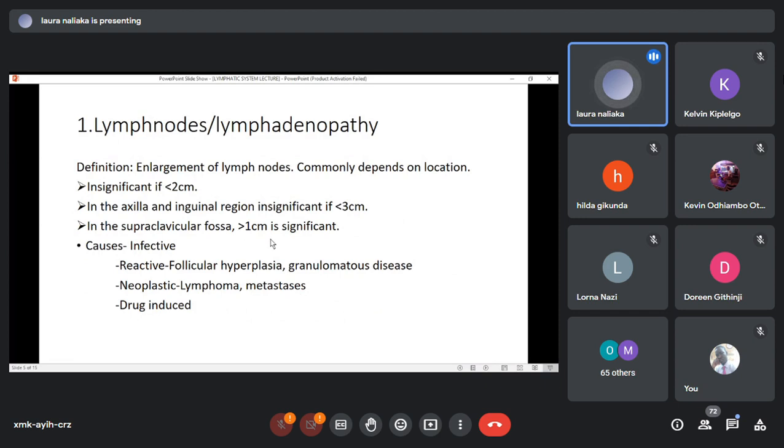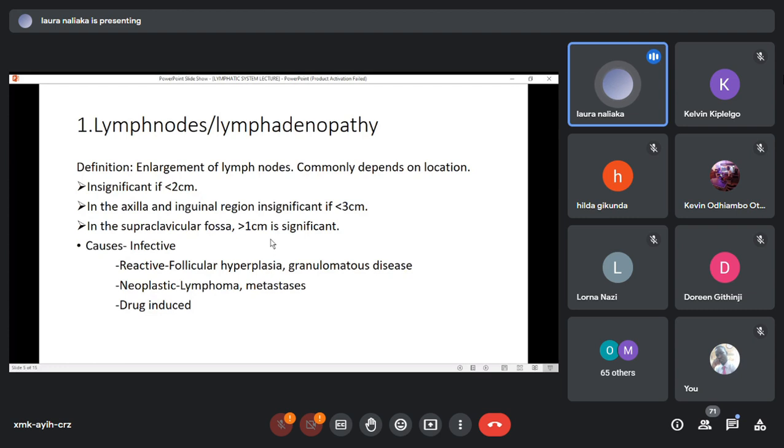So we'll start with lymphadenopathy, the first pathology. Lymphadenopathy is enlargement of lymph nodes, and it commonly depends on the location for you to be able to say that it's pathological enlargement. So anything less than 2 centimeters ideally should be insignificant, but I have said it depends with the location. If it's in the axilla and the inguinal region, up to 3 centimeters is actually insignificant because it could just be reactive.